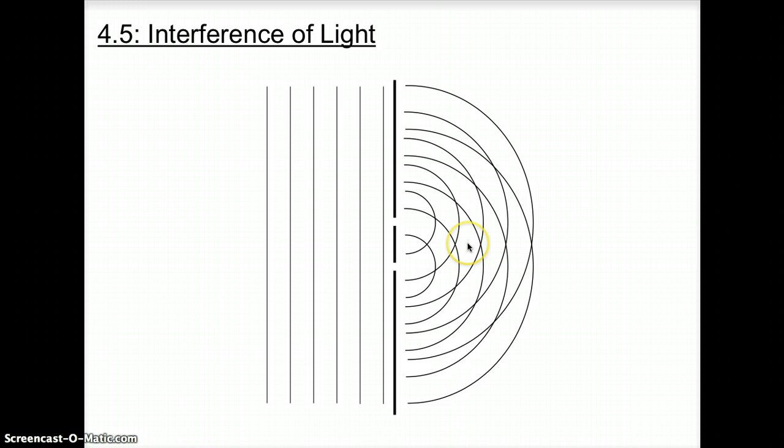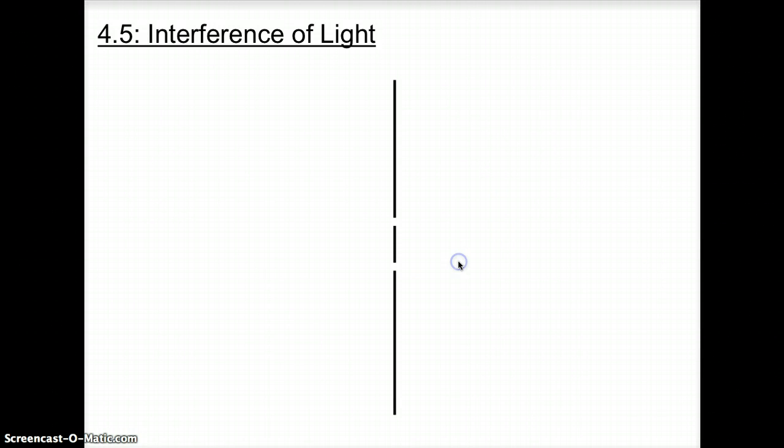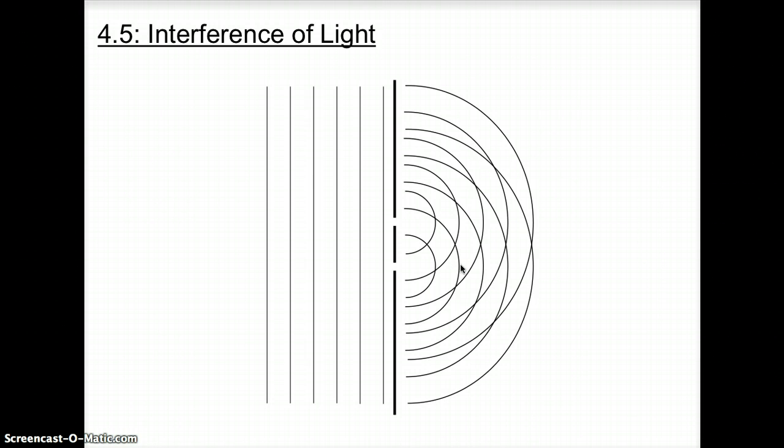There will also be overlap of a crest and a trough. In spots like this right here, we'll see overlap there as well. And wherever we have a crest meeting a trough, there will be cancellation of the waves, and it'll be perfectly dark.